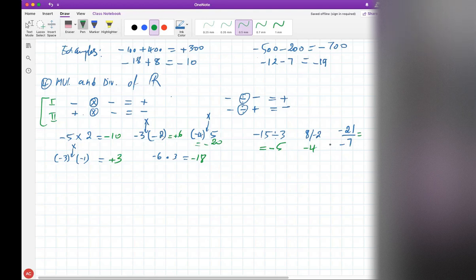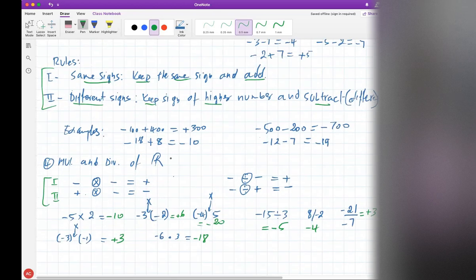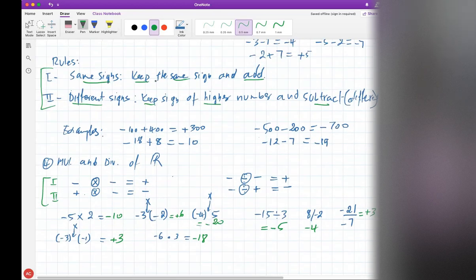Negative divided by negative would be? Positive 3. Yeah, positive 3. Okay. So dividing two negatives is the same as multiplying two negatives. It turns into a positive. So there should be no problem with multiplication and division. Pretty straightforward. Again, be more careful with the addition and subtraction, and do not confuse the two rules.